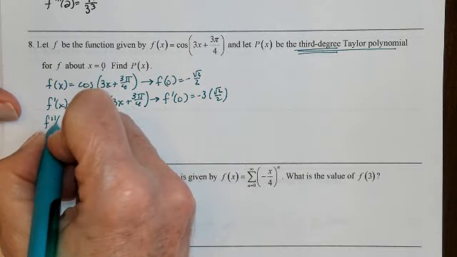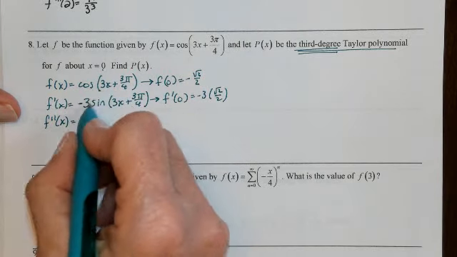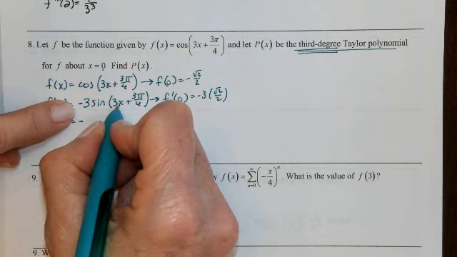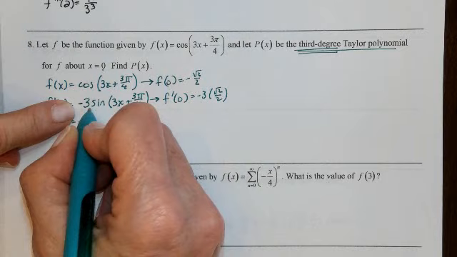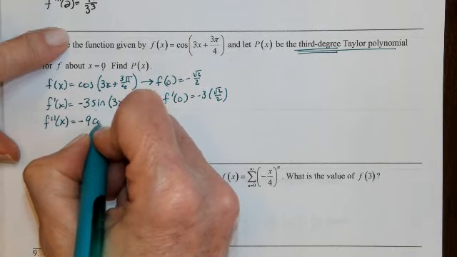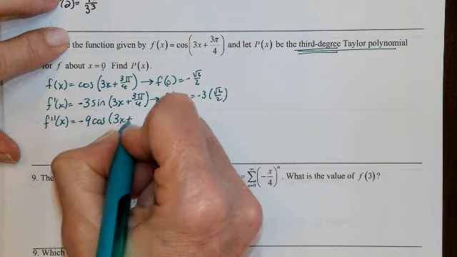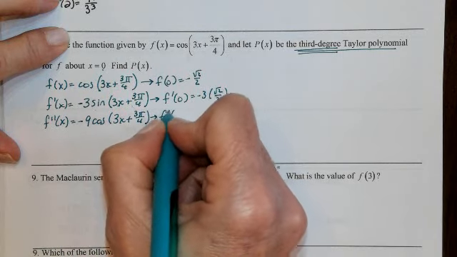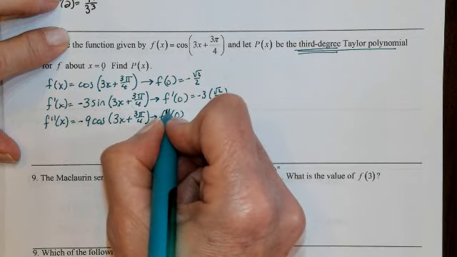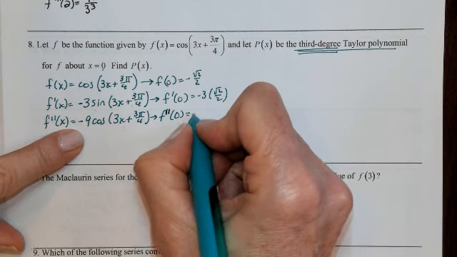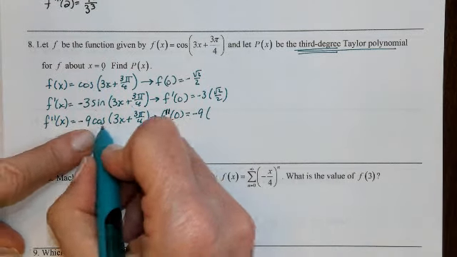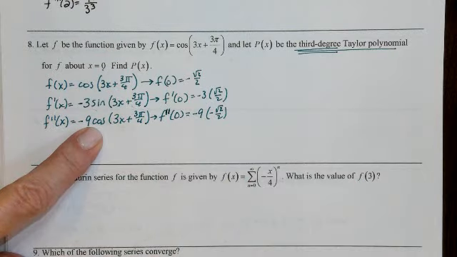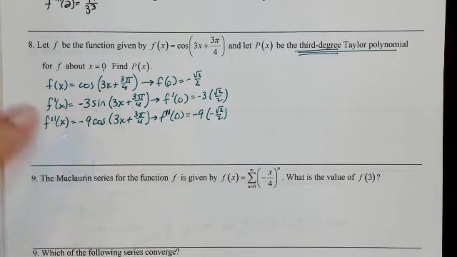Second derivative. Derivative of negative sine is negative cosine. This is going to be the derivative of the inside, which is 3, times that 3 that's out there. Cosine 3x, same argument. Now plug in 0 for x. This is f double prime at 0, so we'll have negative 9 times cosine of that, which would be a negative square root of 2 over 2. So that will be a positive 9 square root of 2 over 2.